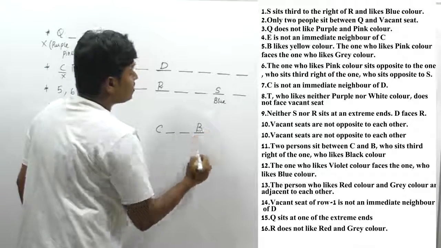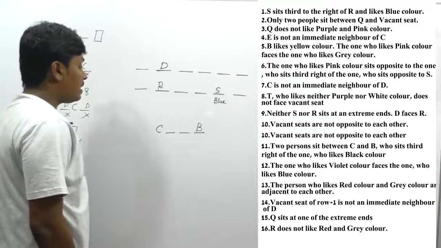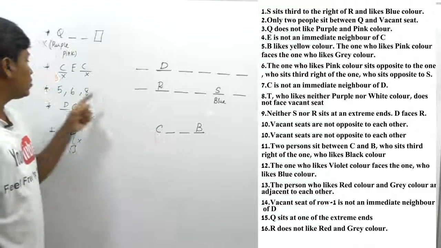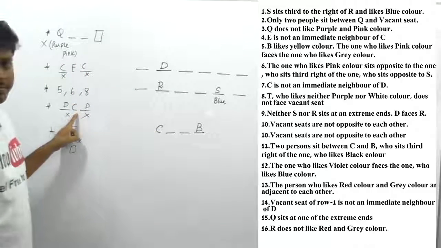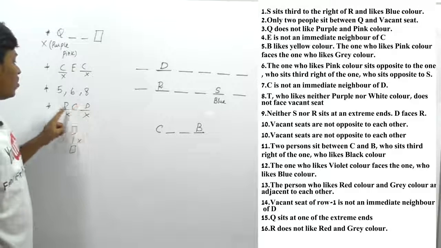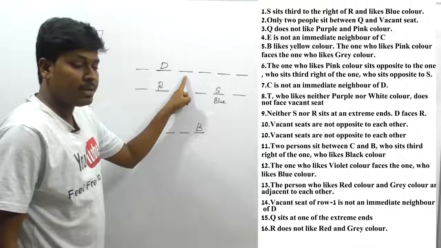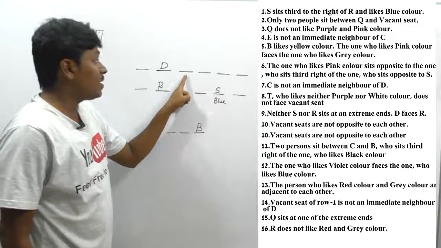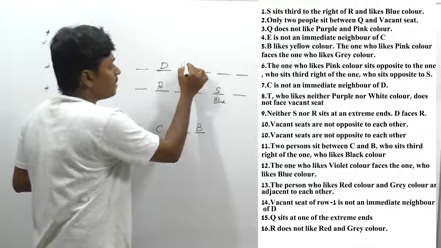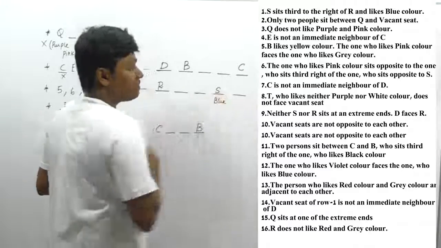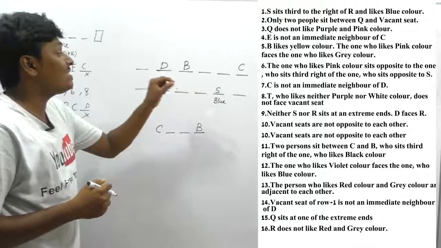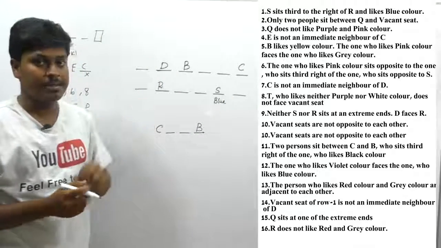So let me try to substitute anywhere else, friends. And we know that the person C should not be an immediate neighbor of D. Friends, got it? The person C should not be an immediate neighbor of D. So I can clearly say that the person C should not come here. So if the person C does not come here, I can definitely say that B should come here and C should come here. Friends, got it? Between C and B, there is a gap of 2.